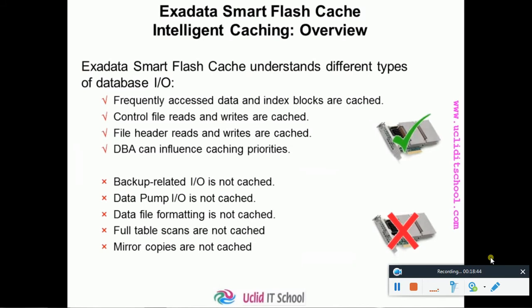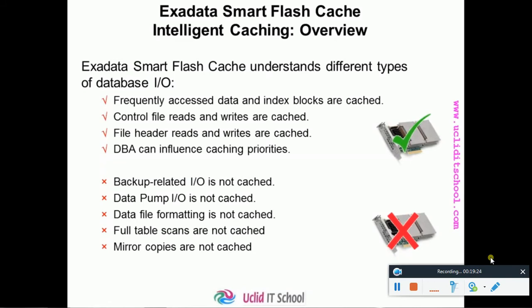For example, this slide shows you what IOs are cached and what IOs are not cached. Frequently accessed data and index blocks are cached. Control file reads and writes are cached. File header reads and writes are cached. And these are all inbuilt. You can even influence what to cache, what not to cache, which table to cache, which table not to cache. So that flexibility is in your hands.